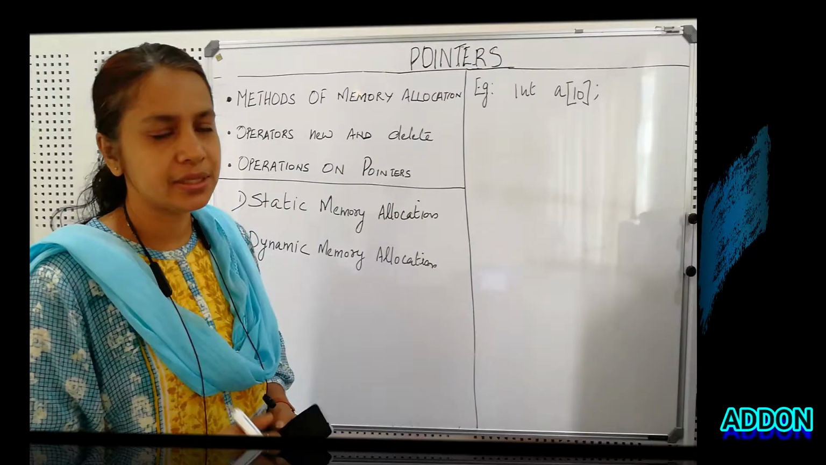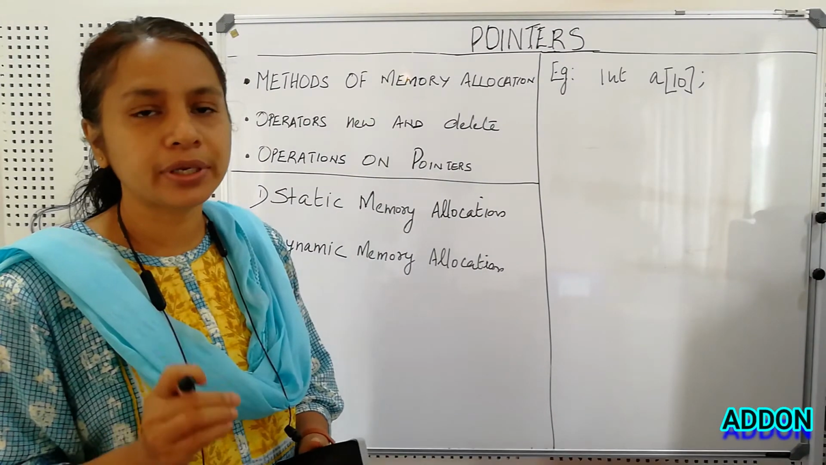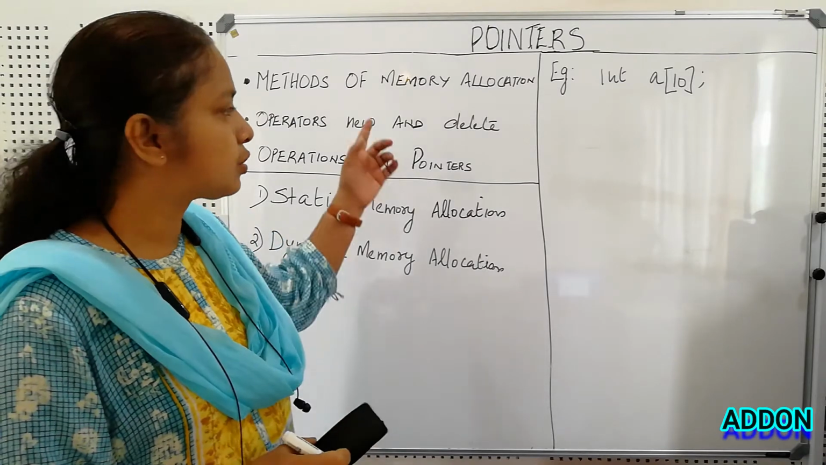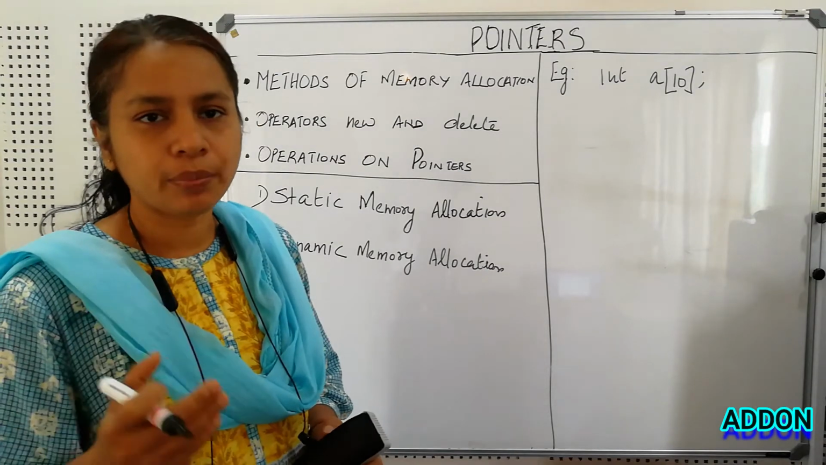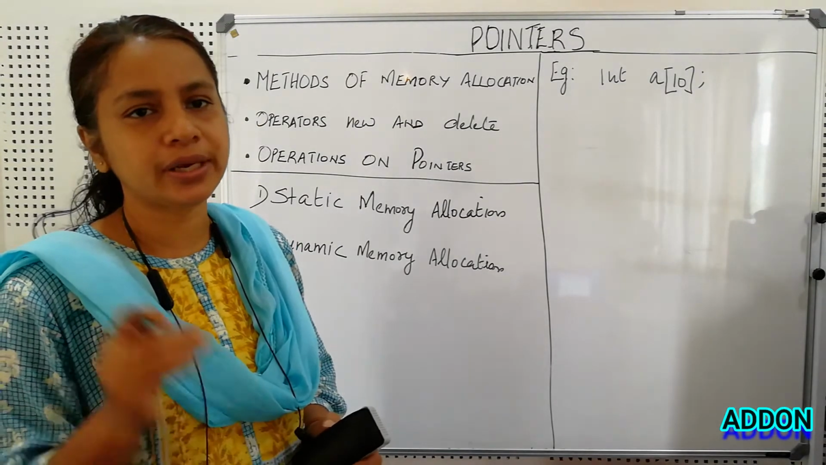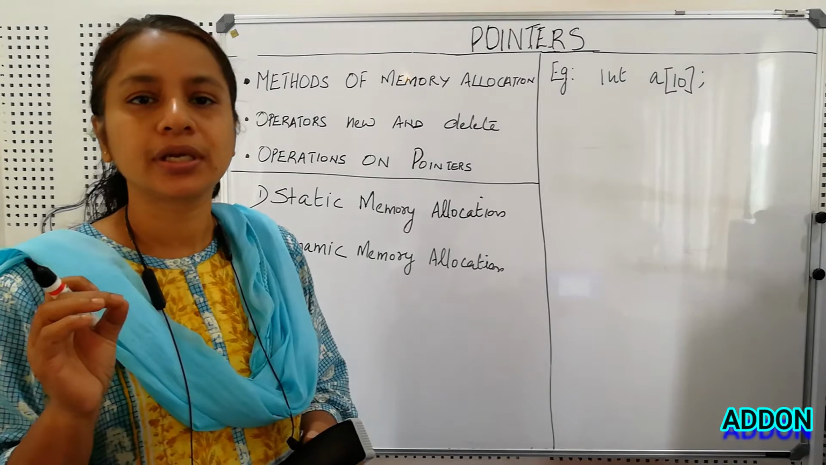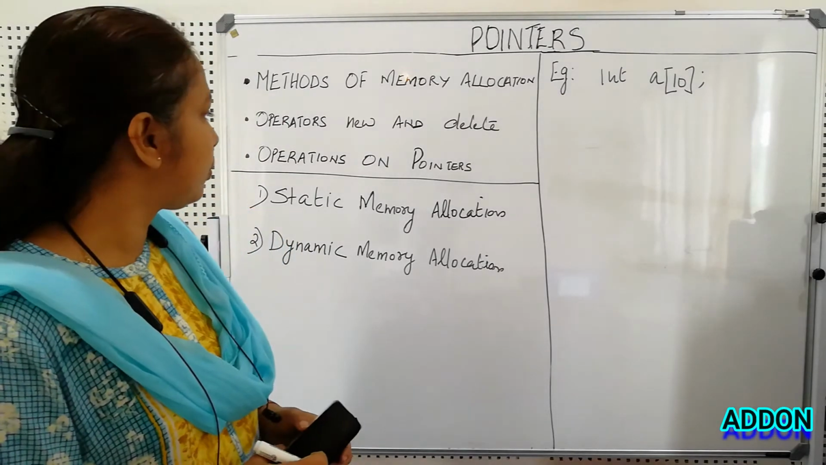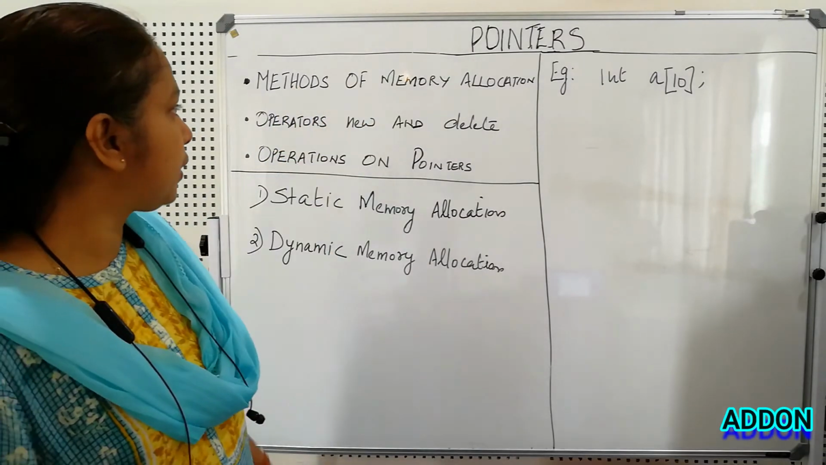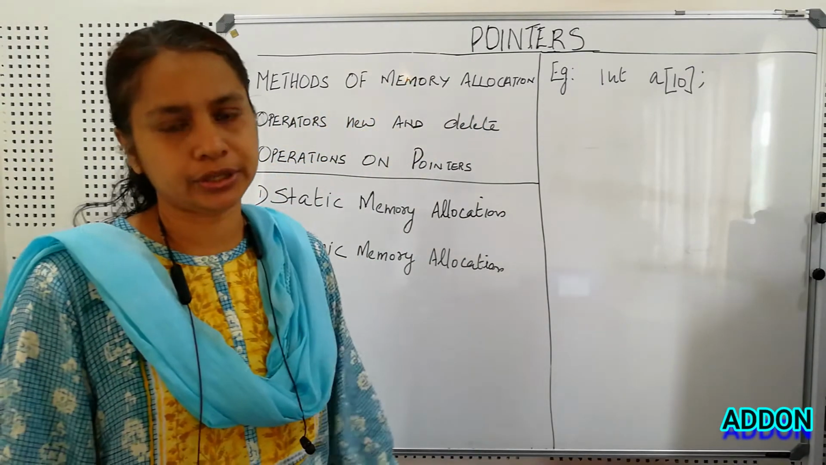We are going to discuss the three main important points of pointers. The first one will be what are the different types of memory allocation. The second one, the operators related to memory allocation, and the third one is the operations related to pointers. Okay. So first we are moving on to the first topic, methods of memory allocation.